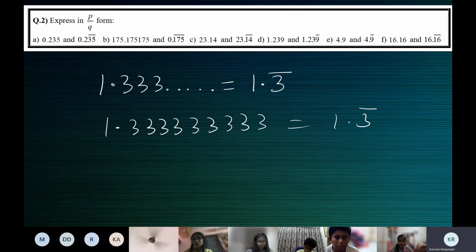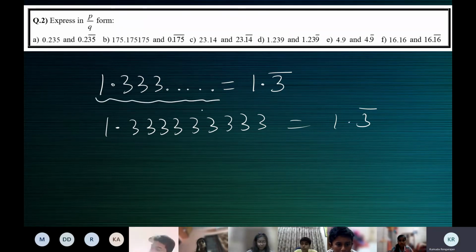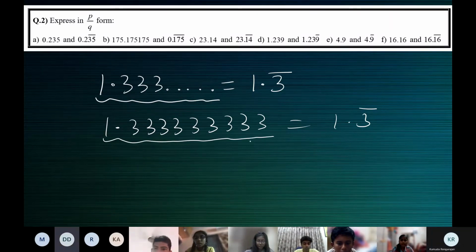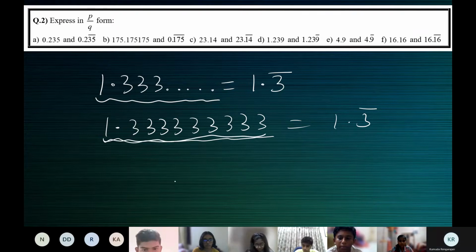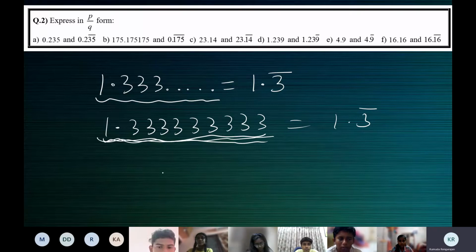Children, this one is a non-terminating repeating decimal. What about this one, children? Non-terminating, non-repeating decimal, ma'am. Ma'am, it's a terminating decimal. It's a terminating decimal. See, even now, in chorus, all of you should have given one answer. Now also some of you are going wrong.